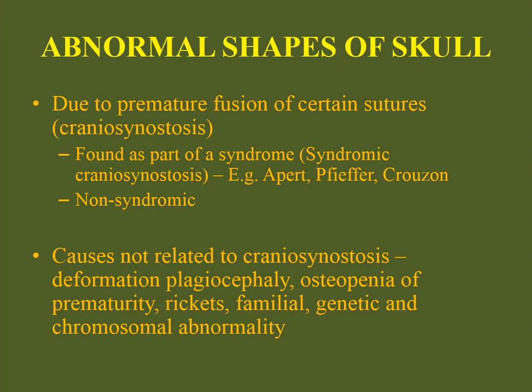Causes not related to craniosynostosis causing abnormal shapes are deformation, plagiocephaly, which we will talk about a little later, osteopenia of prematurity, where the skull is soft due to rickets of prematurity, and the shape changes due to sleeping on the same side. Then rickets, then again familial. So some families, they have different shape of head, which is normal, otherwise normal, and of course genetic and chromosomal abnormalities will come into play.